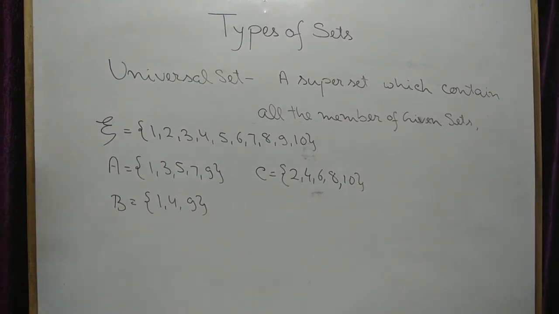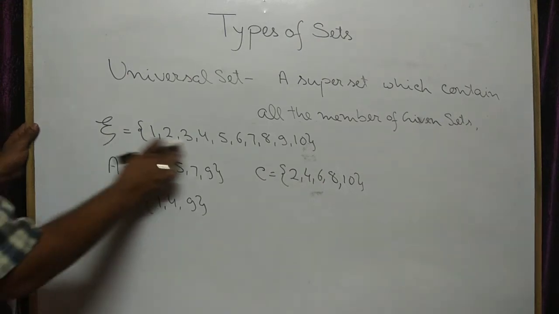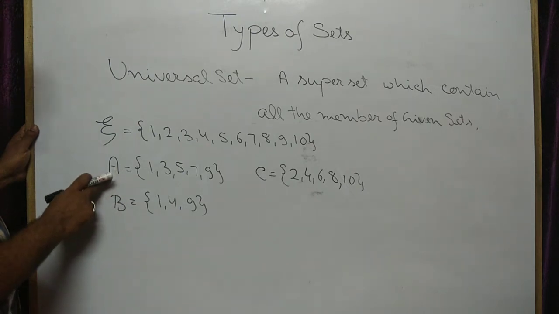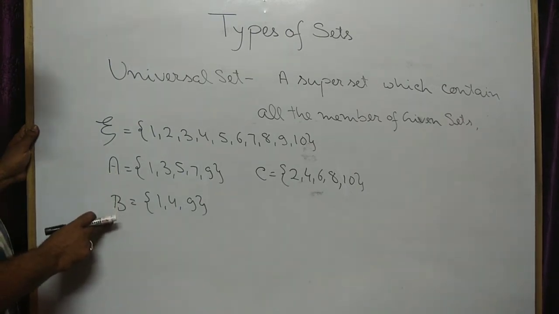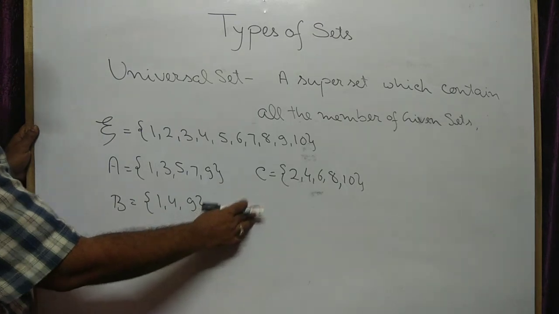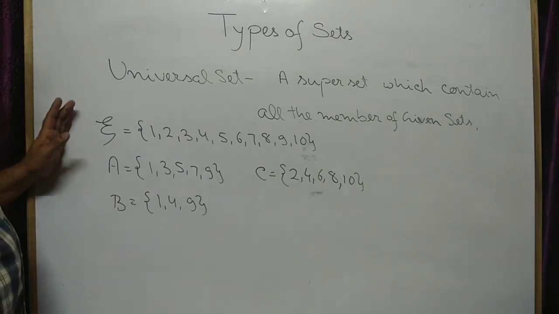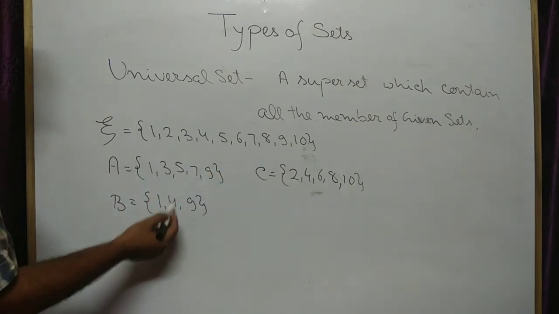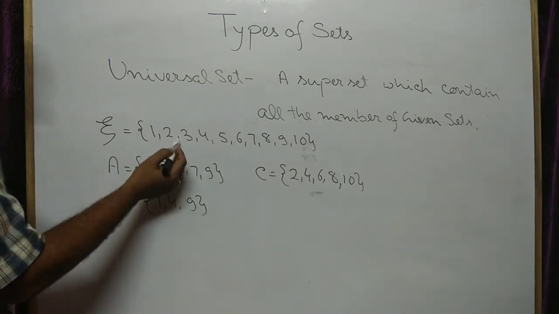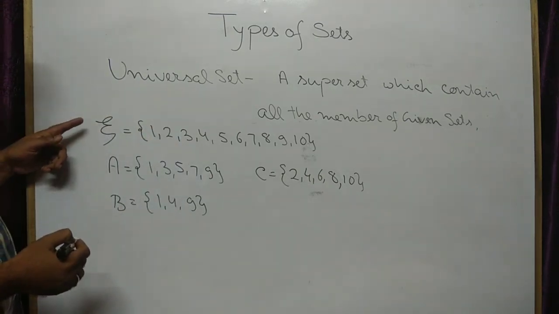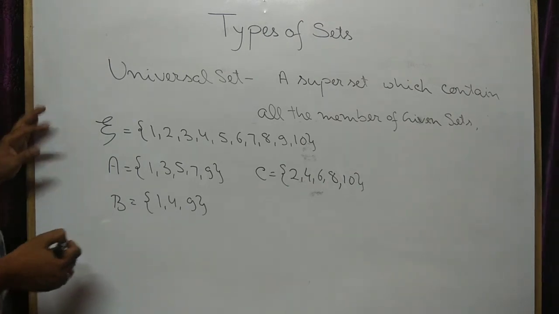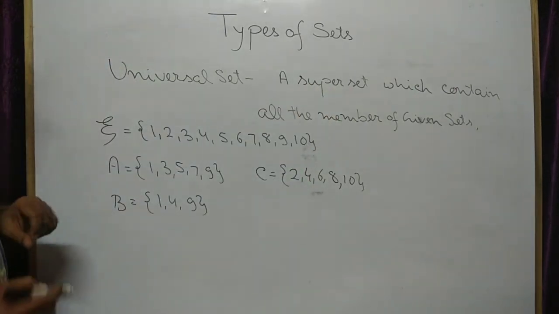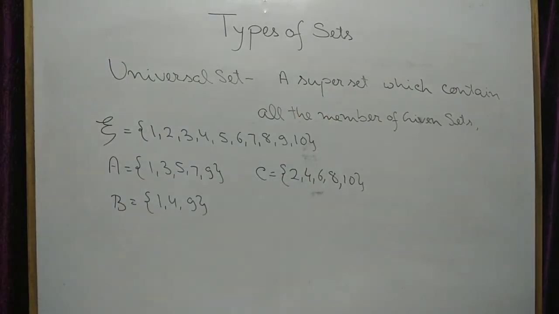So if we see, this set contains all the members of set A as well as set B as well as set C. Also it contains some more numbers, but generally these members are also members or part of this set. So this is the reason that this one is known as the universal set, and this is also known as the superset. Clear?